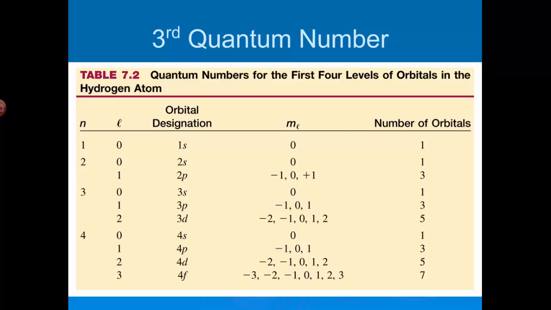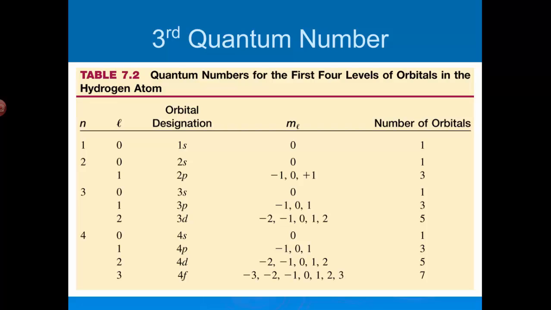And the same thing happens when n equals 4 and L equals 3. The f orbitals, 7 of them. -3, -2, -1, 0, 1, 2, and 3. Those are the 7 f orbitals. Okay? So far, the first, second, and third quantum numbers are giving us a location to find an electron. They tell us what energy level, what sublevel it is, and which of the orbitals in that sublevel that electron lives in.